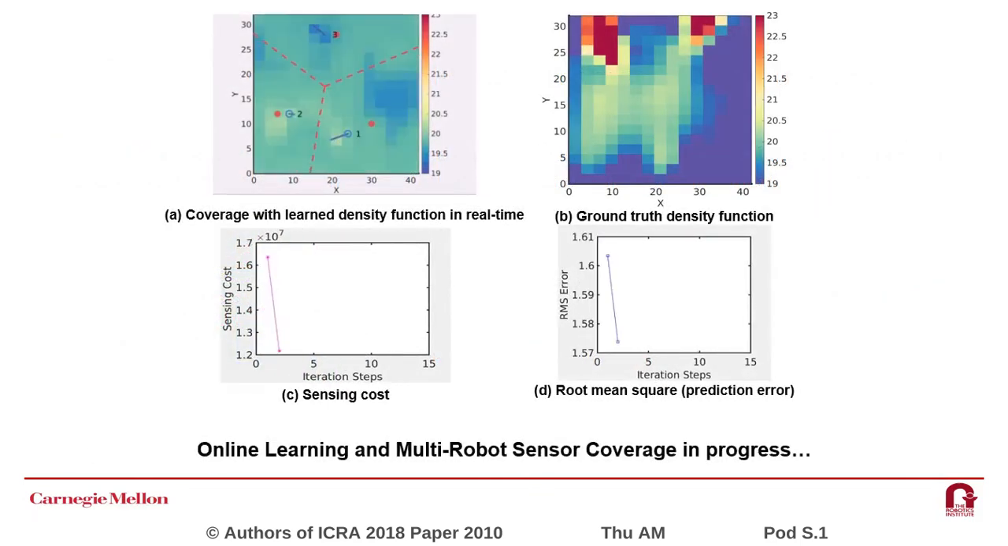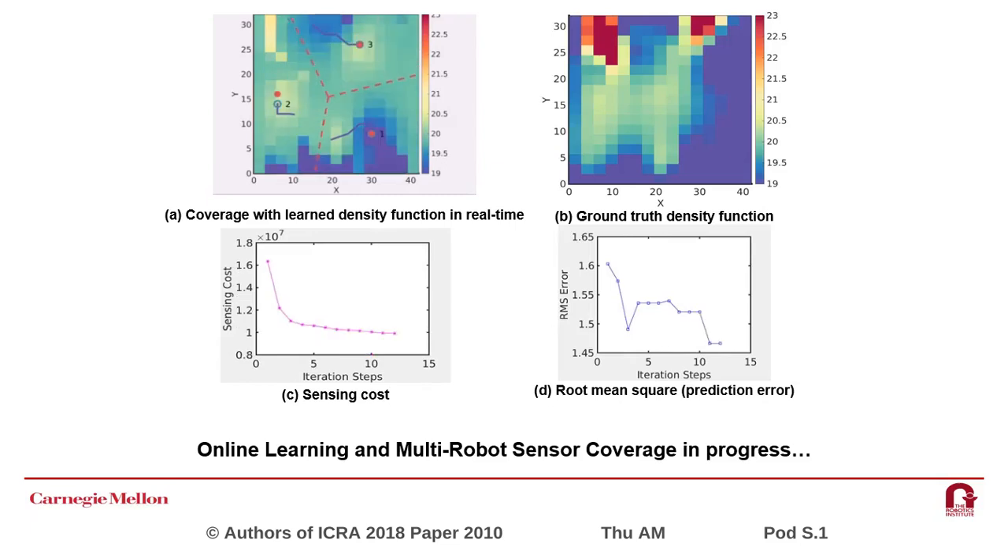Showing the online learning and coverage process using our adaptive coverage controllers. As you can see here, the robots are able to roughly estimate the density function distribution compared to the ground truth, as well as minimizing the sensing cost and prediction error.